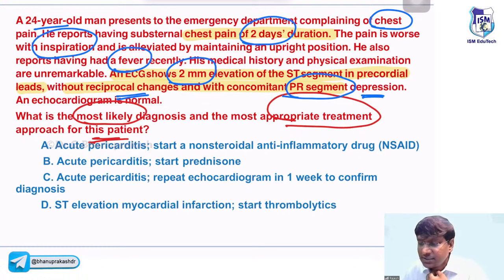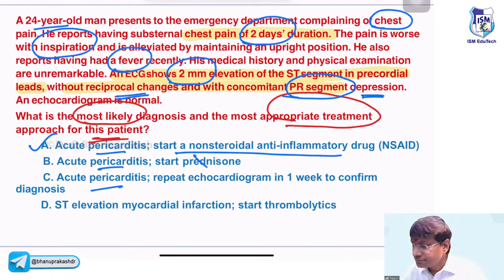Yes, Anand, acute pericarditis, you have three options. Which option is correct in this? Right? So the answer is, it is acute pericarditis and you need to start the NSAID, non-steroidal anti-inflammatory drugs, not prednisolone. The answer is A.